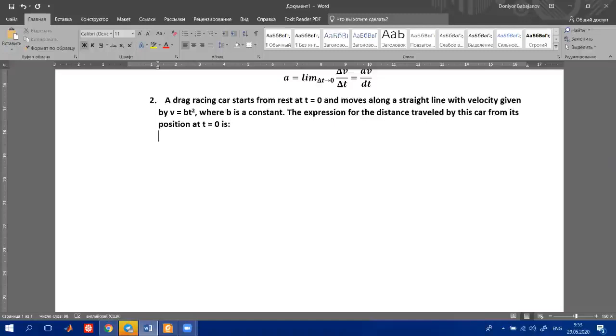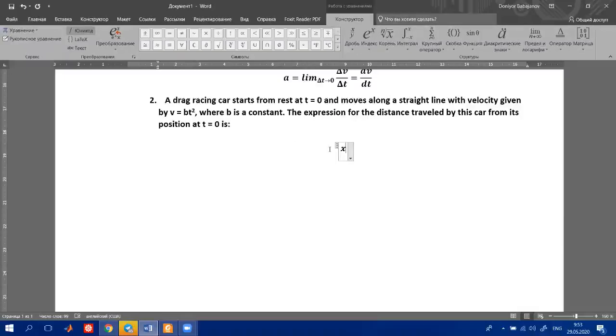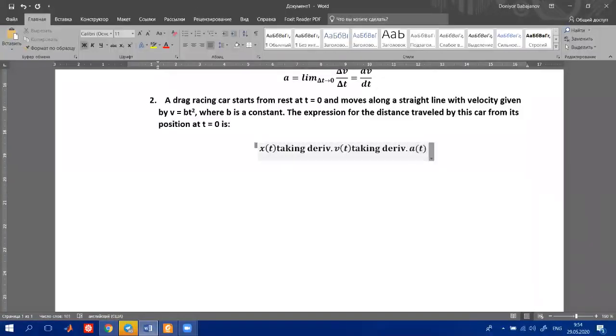Usually if the x coordinate as a function of t is given, by taking the derivative you get v of t, velocity as a function of time. And again, taking one more derivative, you get acceleration, instantaneous acceleration, a as a function of t. This is the direct problem.